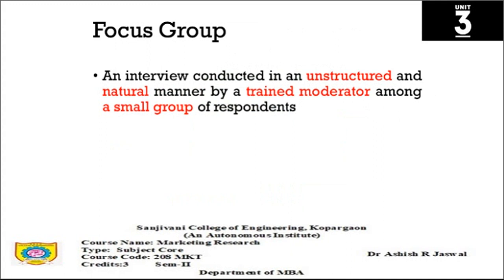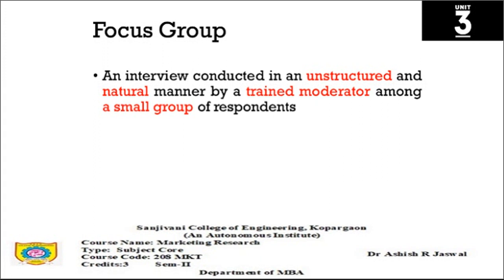Let's try to understand what is a focus group. As the name says, it is a group in which an interview is conducted in an unstructured, natural manner by a trained moderator among a small group of respondents. If you look at the definition of focus group, it has four words which are marked red on the slide: unstructured, natural, trained moderator, and a smaller group.